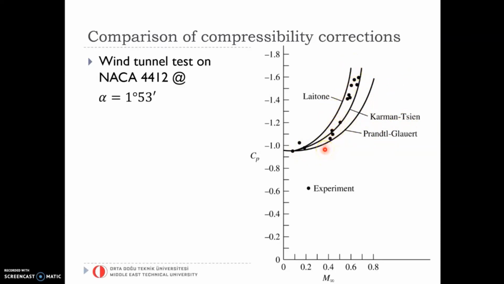As you can see, the Prandtl-Glauert correction method underpredicts the results, and particularly it deviates a lot at relatively high Mach numbers, as you can see here. However, the improved correction factors give slightly better comparison with respect to the experimental data.